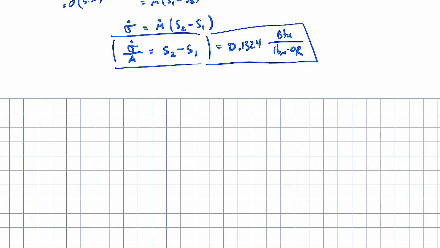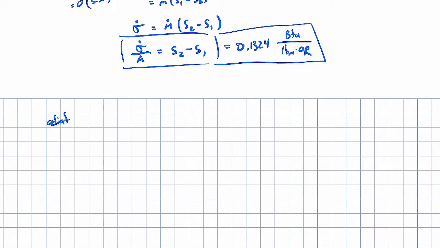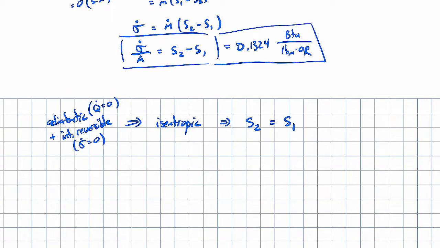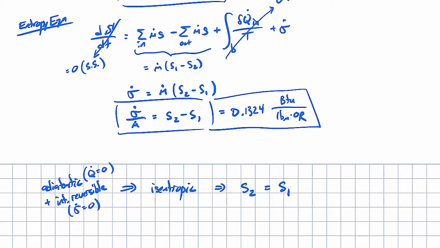So if we assume that it's adiabatic and internally reversible, so adiabatic just again means the Q dot is 0, internally reversible means the sigma dot is 0, then this will lead to an isentropic flow, which means that S2 is going to equal S1 for this particular case. The specific entropy going out will be the same as the specific entropy coming back in. That, again, just falls from this equation. If sigma dot is 0, S2 must equal S1.